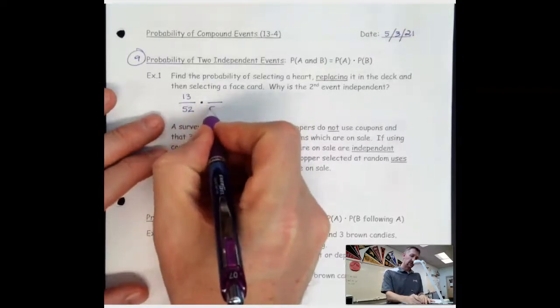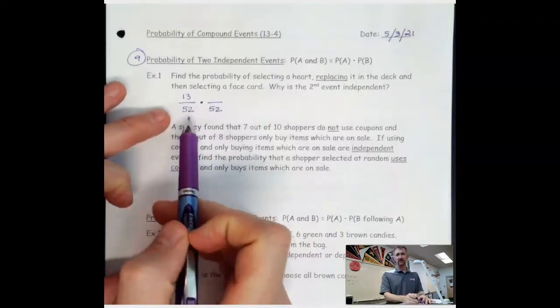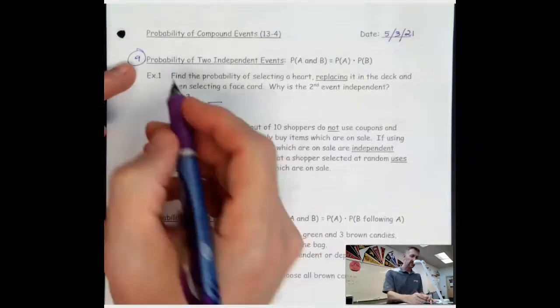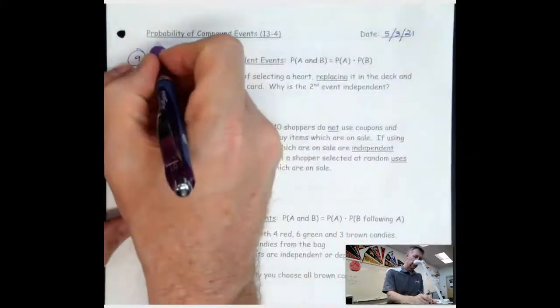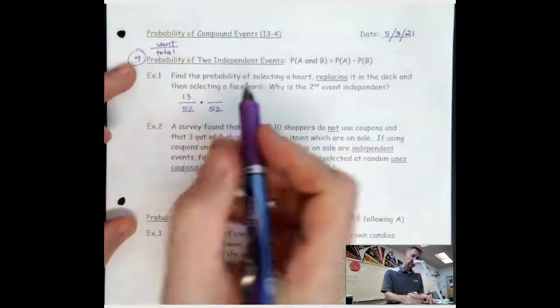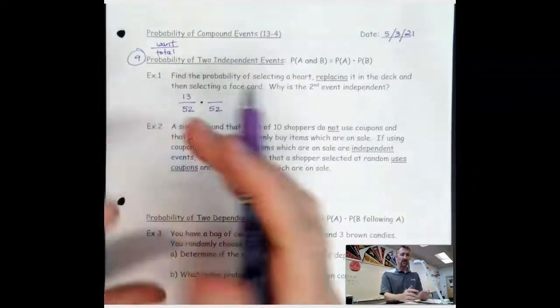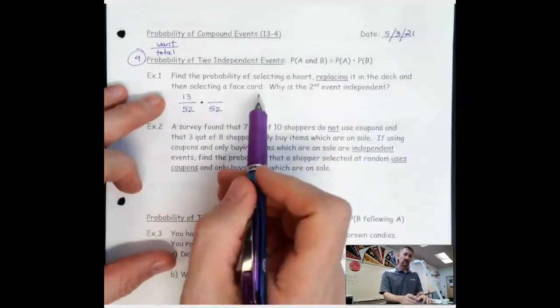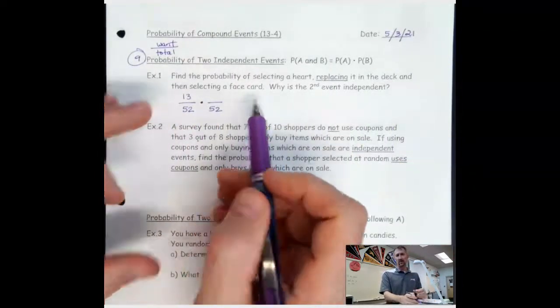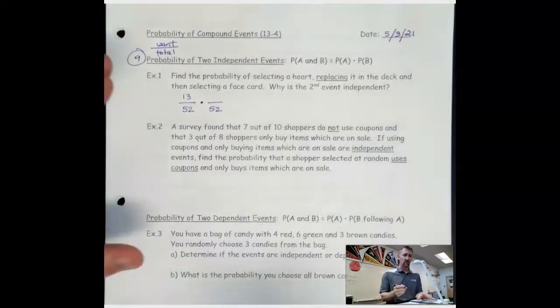Now, since you put the card back in, remember that the numerator is what we want, and the denominator is the total. We don't have it on here, but probability is want over total. So we want a heart, and the total is 52. Now, we put the card back in, and then we want a face card. Face cards are jacks, queens, and kings. So there's 3 face cards in each suit, and there's 4 suits. So 3 times 4 is 12.